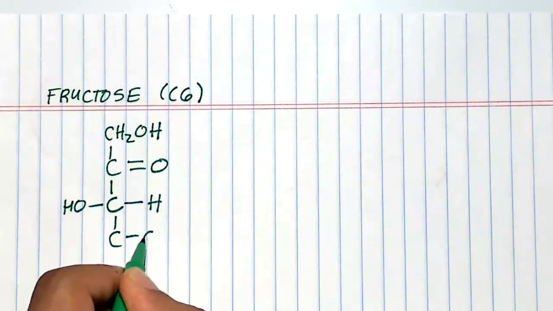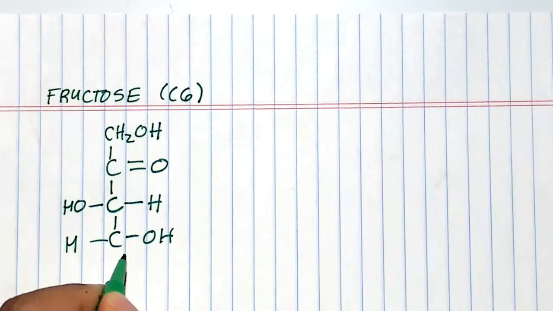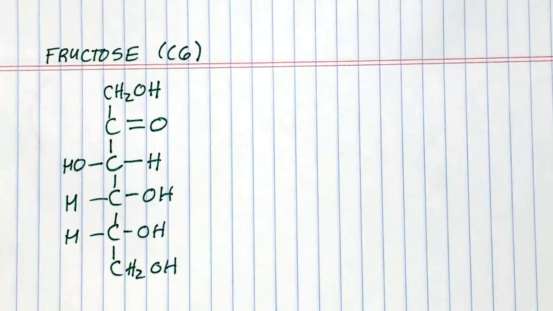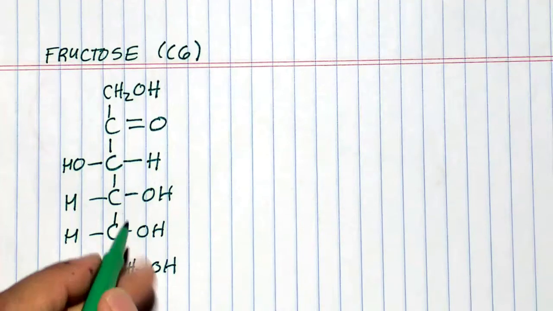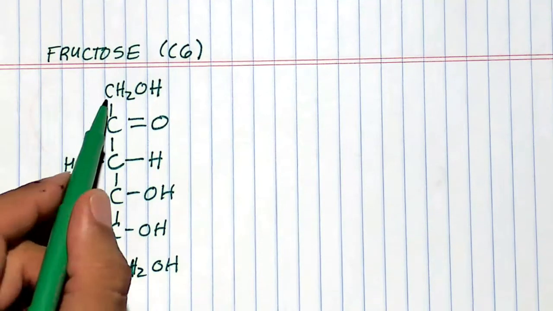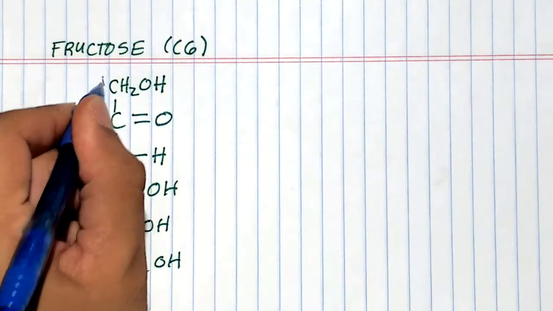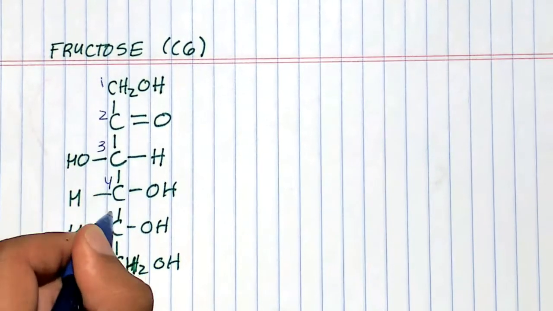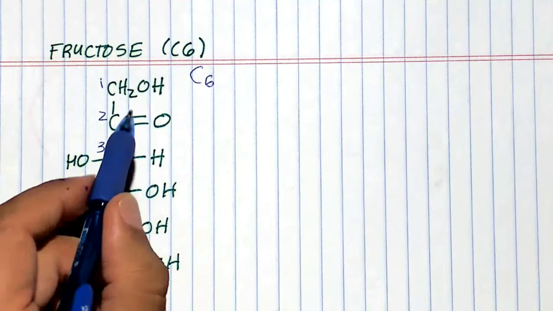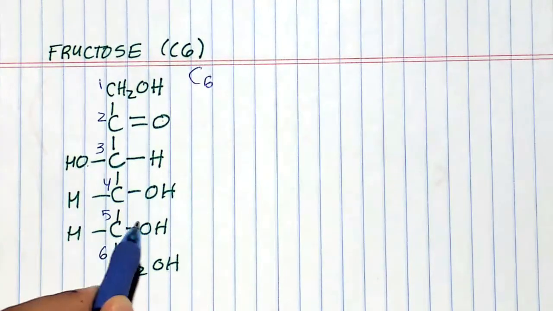and it has this structure, 6 carbons. So there's a lot of similarities between fructose and glucose. Let's first depict the formula of fructose. So we have 6 carbons, carbon number 1, carbon 2, carbon 3, carbon 4, carbon 5, carbon 6. So this is C6. How many oxygens do we have? 1, 2, 3, 4, 5, 6.